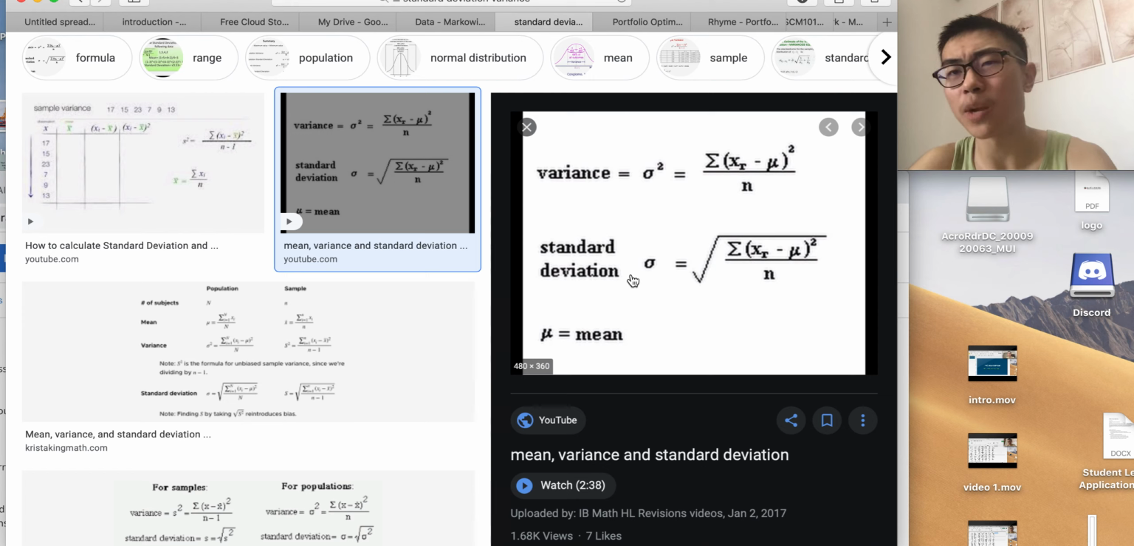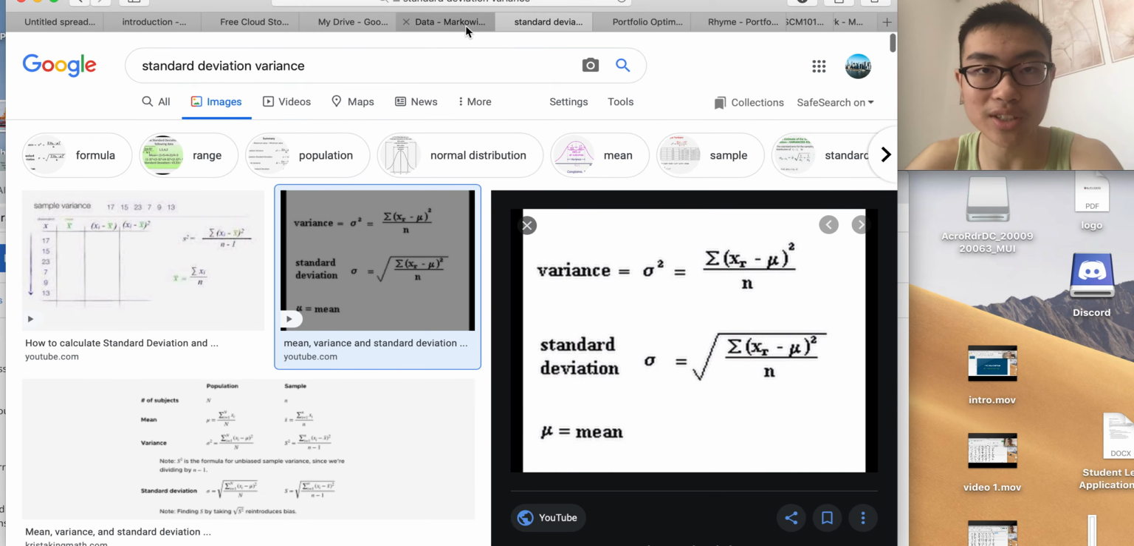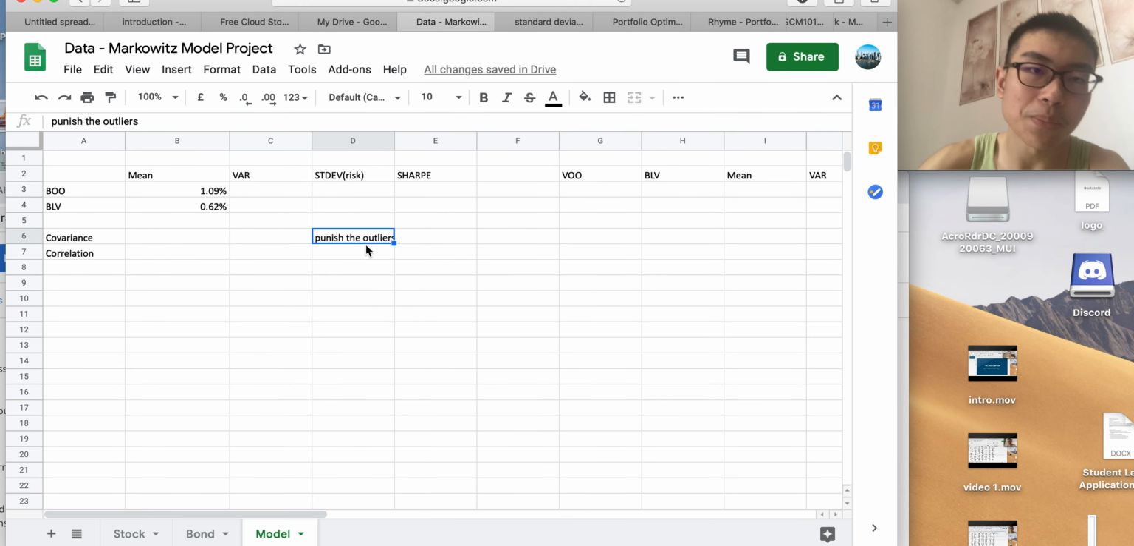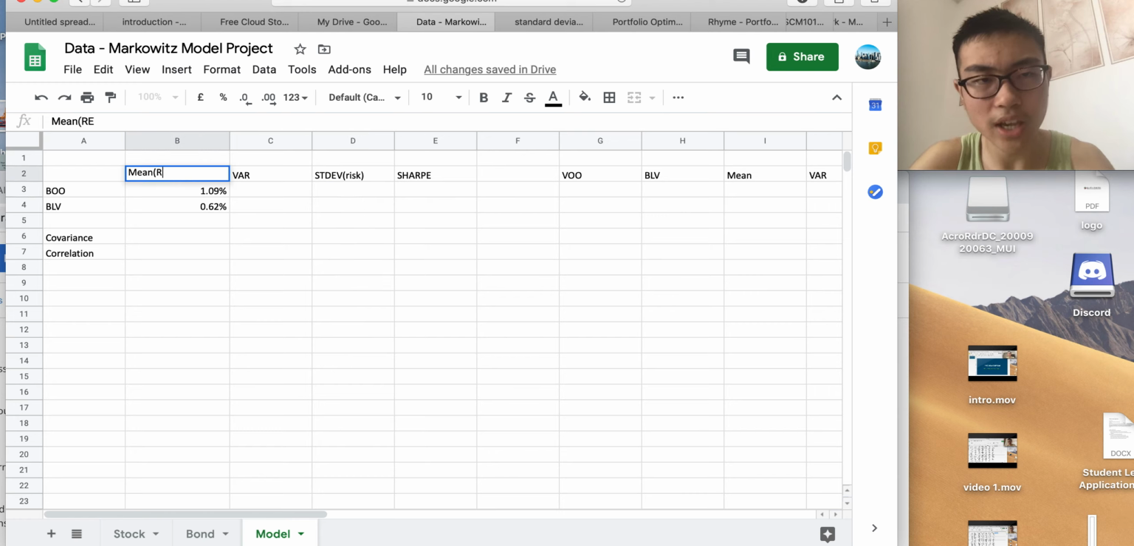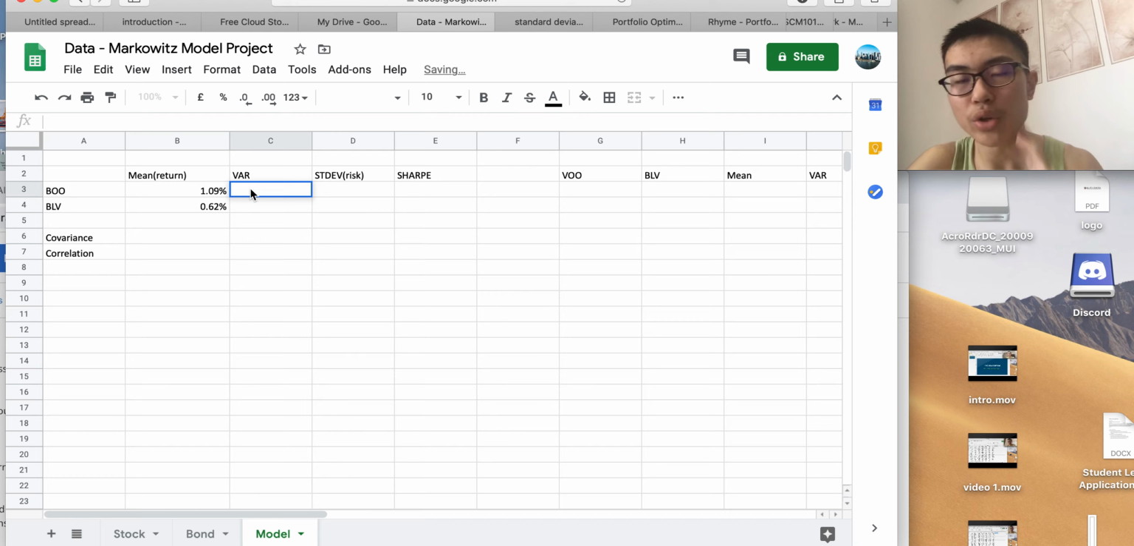Also, if you learn about statistics, I'm not an expert in statistics, but I heard that in statistics we also apply standard deviation more than variance. So that's pretty much about that. Today you're going to use the mean for return and standard deviation for risk. And now we're going to calculate the variance.